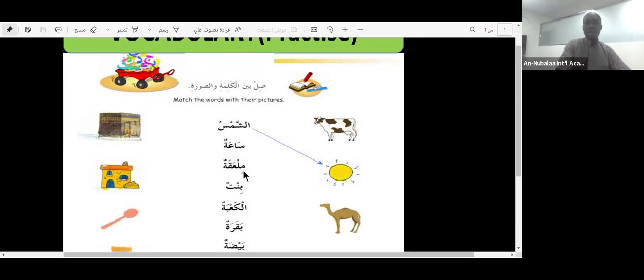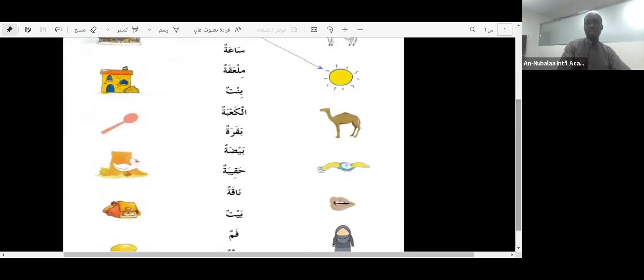So mil'aqa, what is the meaning of mil'aqa? Who can tell me that? Just say it. Mil'aqa is what? Is spoon. Mil'aqa, hadhihi mil'aqa. This is a spoon. This mil'aqa, please note it.